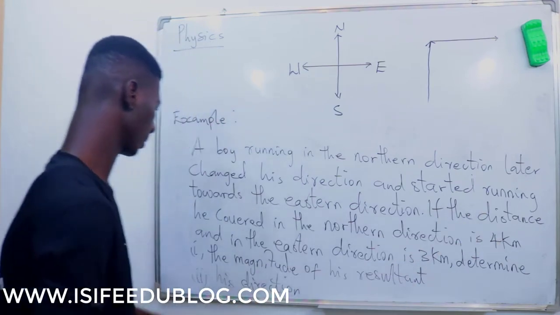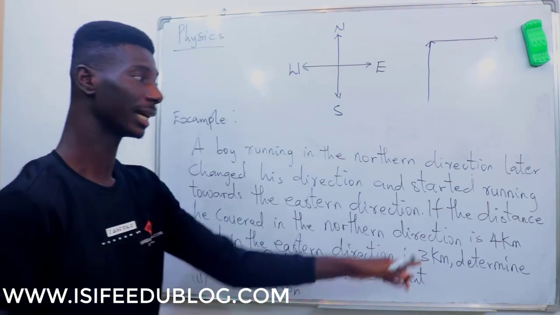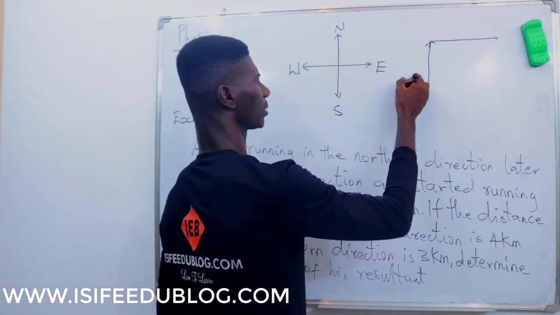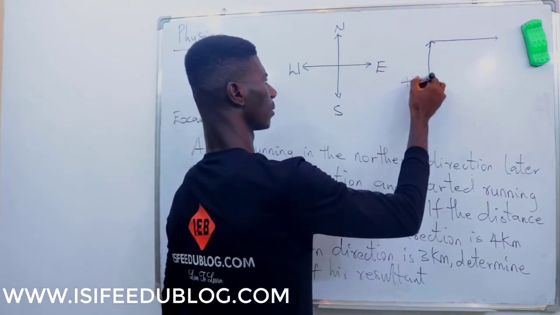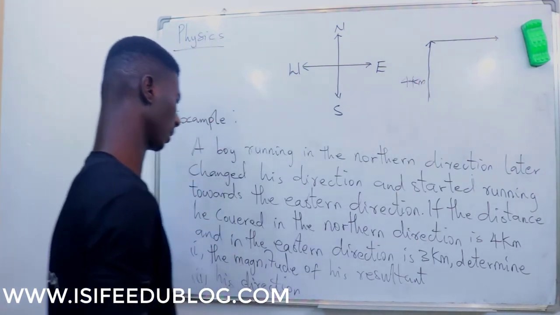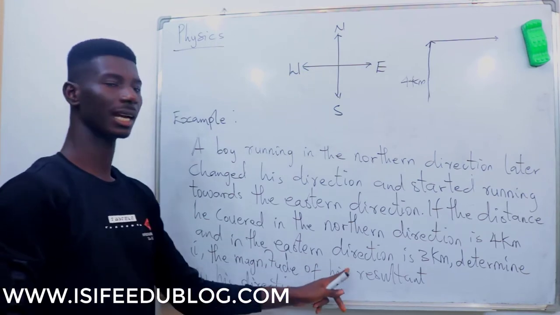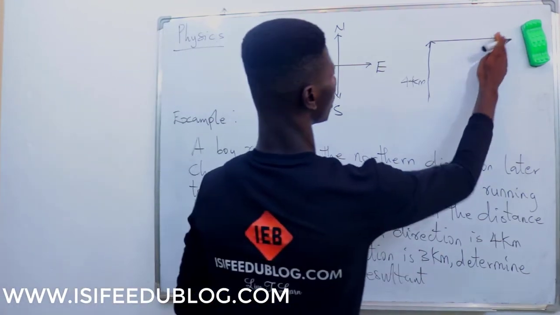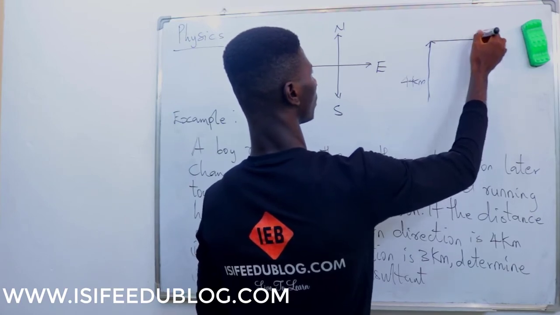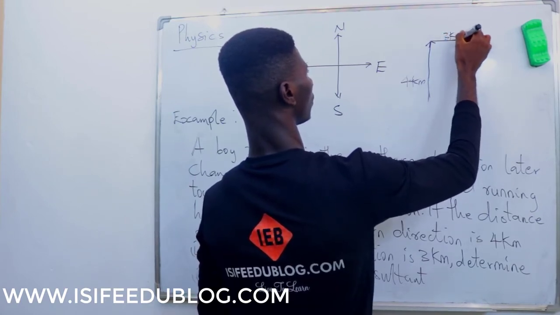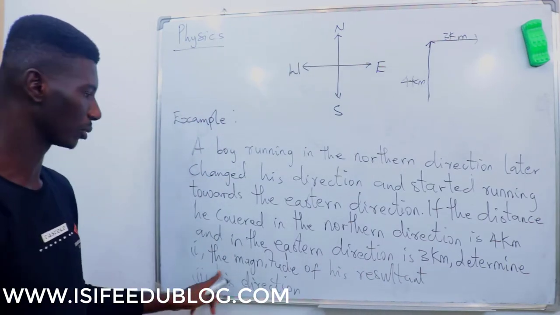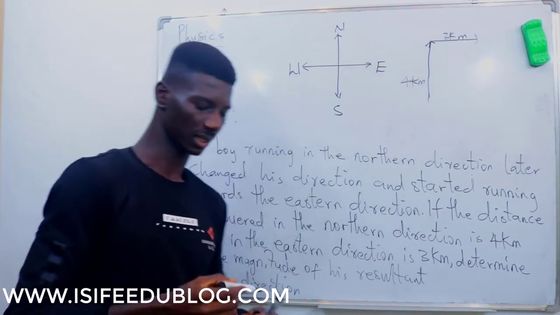If the distance he covered when going in the northern direction is 4 kilometers, so the distance from here to this point is 4 kilometers. And in the eastern direction is 3 kilometers. That means this distance is shorter, 3 kilometers. Determine the magnitude of his resultant.